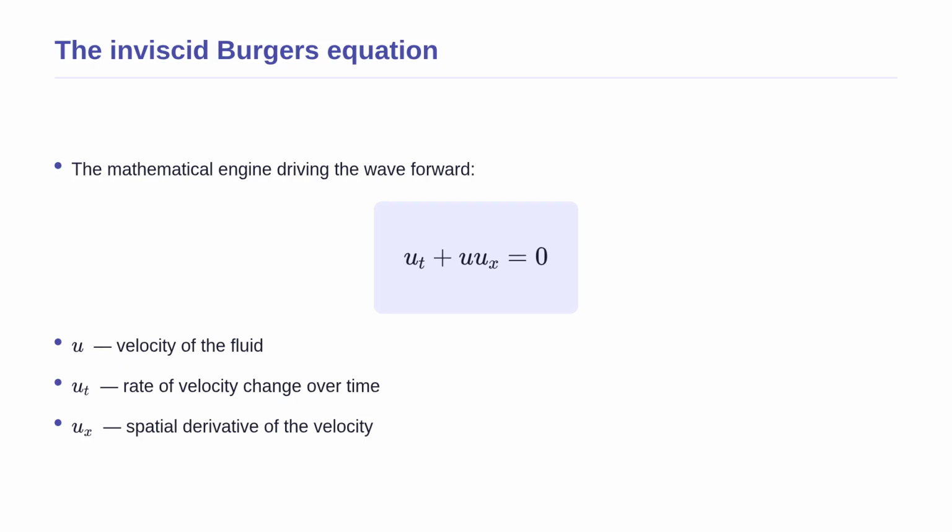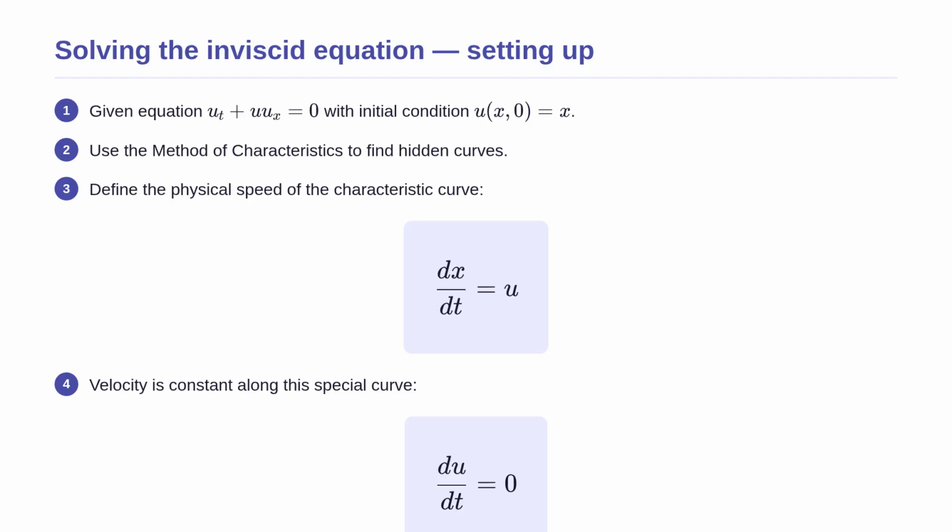The most important part is the u sitting right next to the spatial derivative. This multiplication means that the speed at which the wave travels is equal to the height of the wave itself. Taller parts move faster than shorter parts. Before we move on, let us see this with a concrete example.